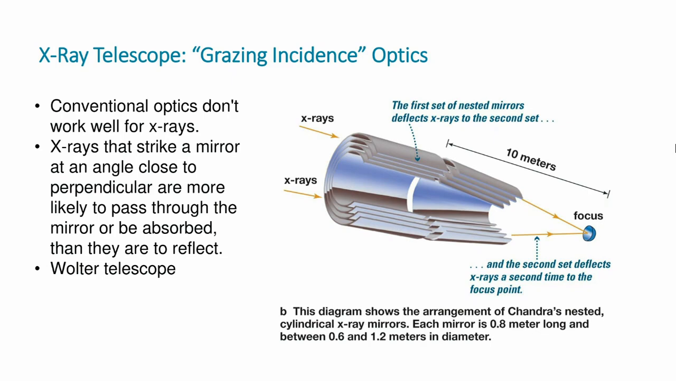So developing these X-ray systems will lead to a Wolter telescope. So those are the grazing incidence X-ray telescopes.